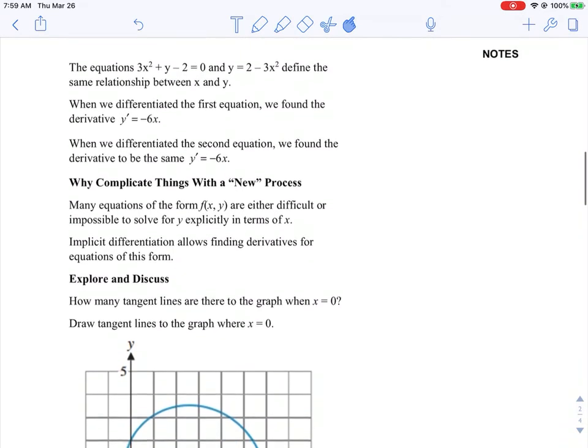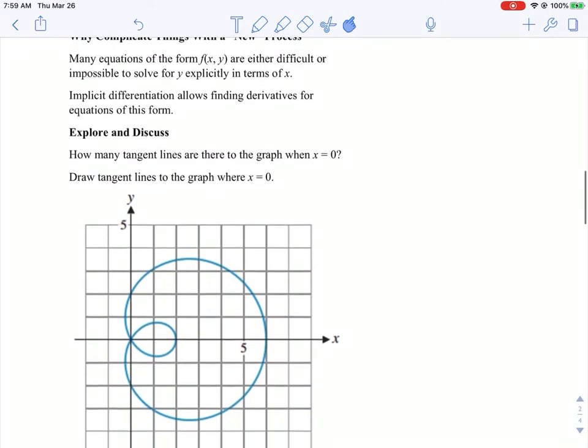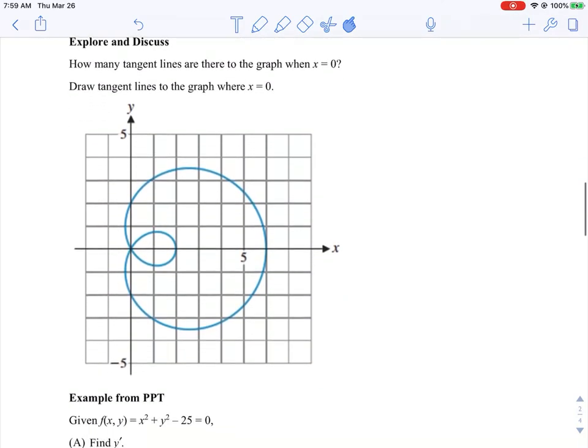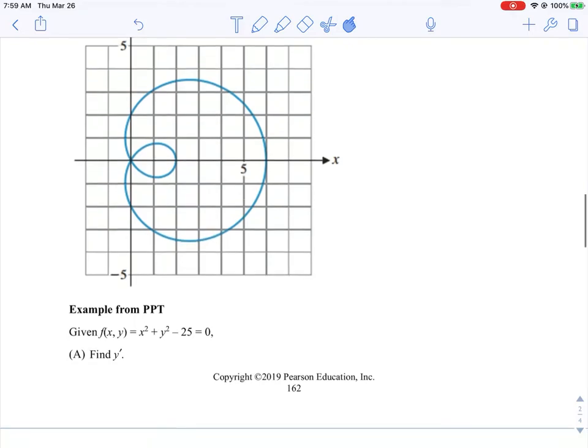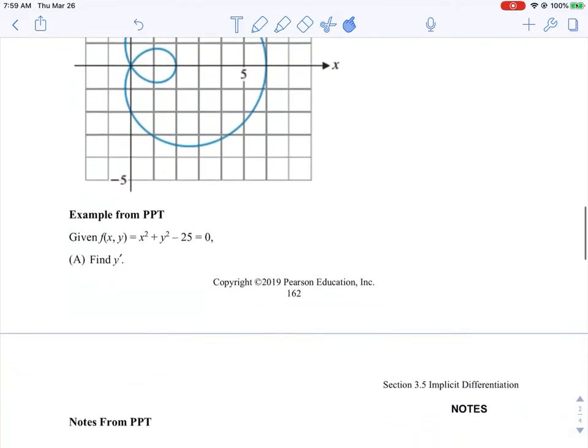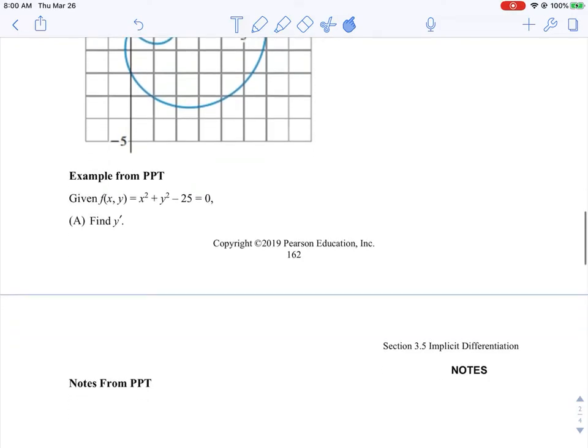If you want to read up on the why we do this, you can certainly read your notes or the textbook, if you want to get the ifs, ands, and buts. I just want to get through the process. So let me take another example, the equation of a circle.